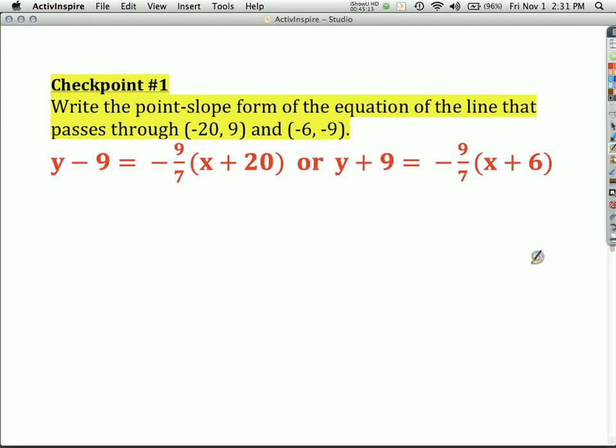Any other comments? Ania and then Catalina? I got everything right except for the slope. Okay. I'll come back to you in a moment.